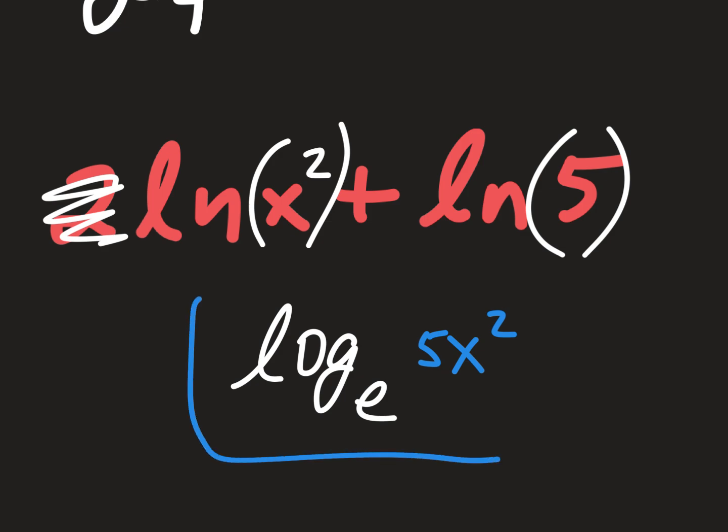That doesn't look very simple. That is as simple as you can get it, unless you want to write it as an ln. Remember, it's not like it's illegal to write ln. And that would be slightly simpler. ln 5x squared.